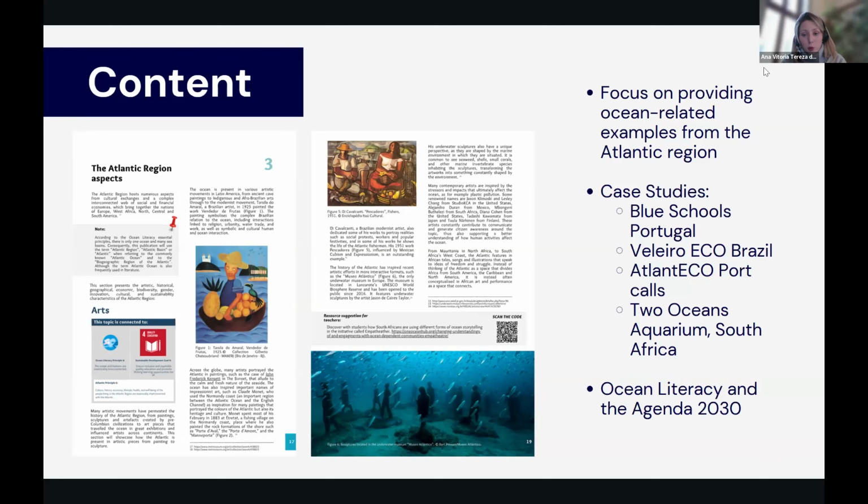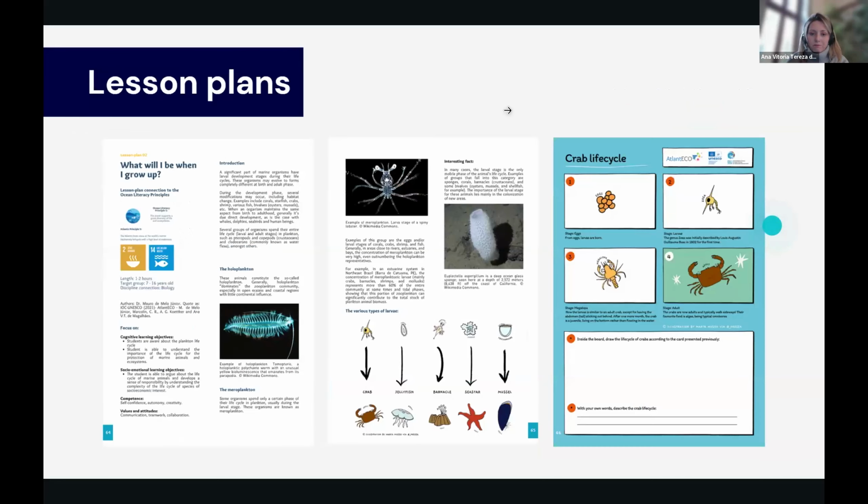One example is the Blue Schools Portugal. Another is the Veleiro Eco in Brazil. We also had the AtlantECO port calls, which were an activity that we held during the AtlantECO project in different ports, and the Two Oceans Aquarium in South Africa. So there you will find also examples of educational activities, so you can inspire yourself. And we have as well a section on how ocean literacy is more amply connected to the Agenda 2030.